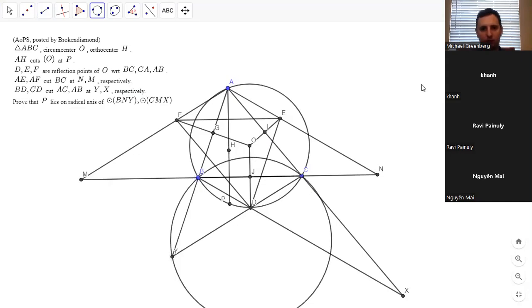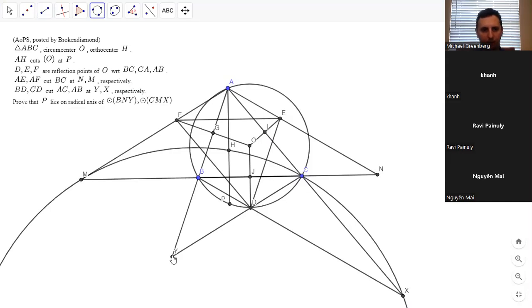Oh, that's not true. I thought, what? So wait. We want to show A has the same power with respect to CMX and BMY. So that is the same as saying AC times AX is AB times AY, don't we need to show that? I guess I'm confused. Am I missing something? And wouldn't that mean that BYCX is cyclic? What am I missing here?